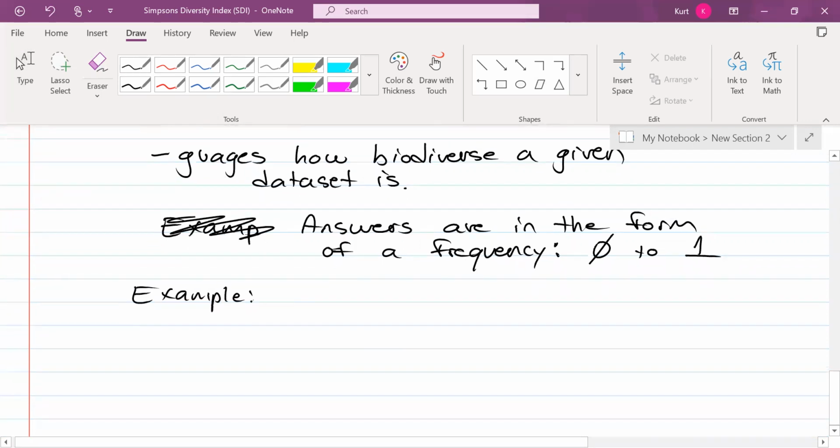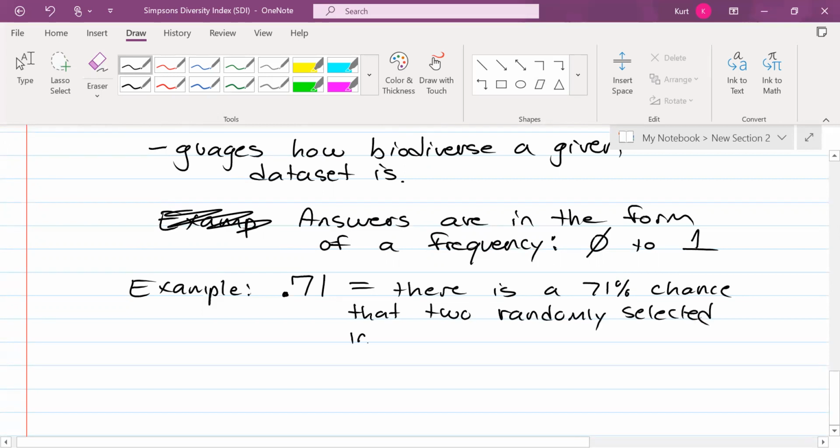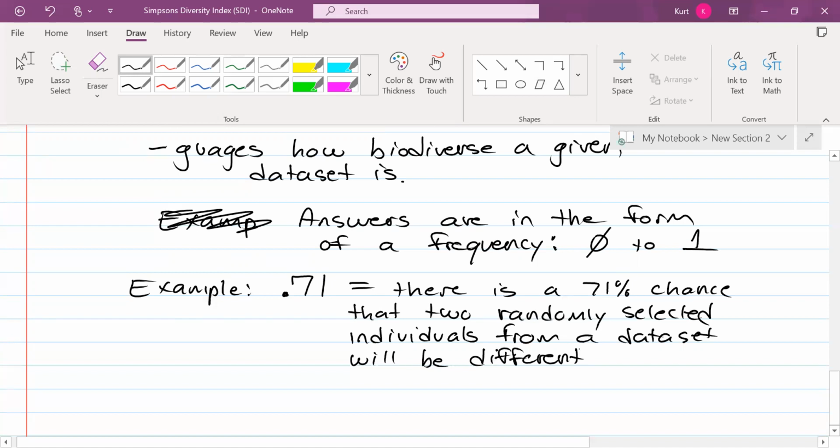Let's say that you get a population that has a diversity index of 0.71. Here's what that number means. There is a 71% chance that two randomly selected individuals from a data set will be different. So if I were to randomly wander around a community and I grabbed one animal here and I'm closing my eyes and I grab another animal over here, there's a 71% chance that the two animals I just grabbed are going to be different species. 71%, that's pretty good. That's a very diverse ecosystem.